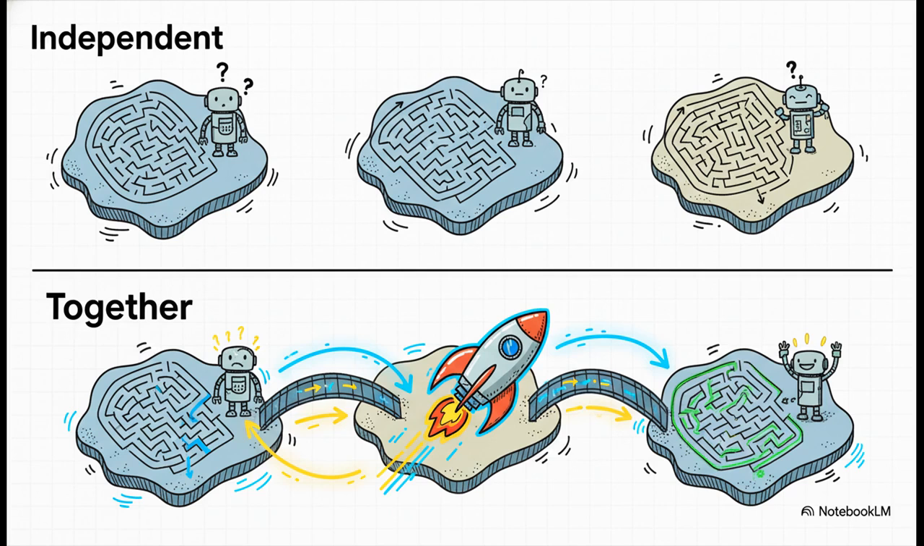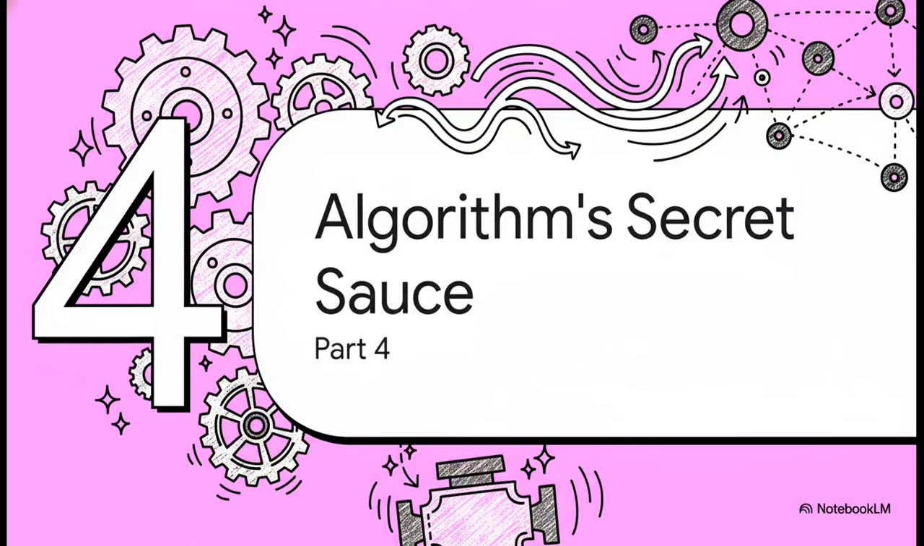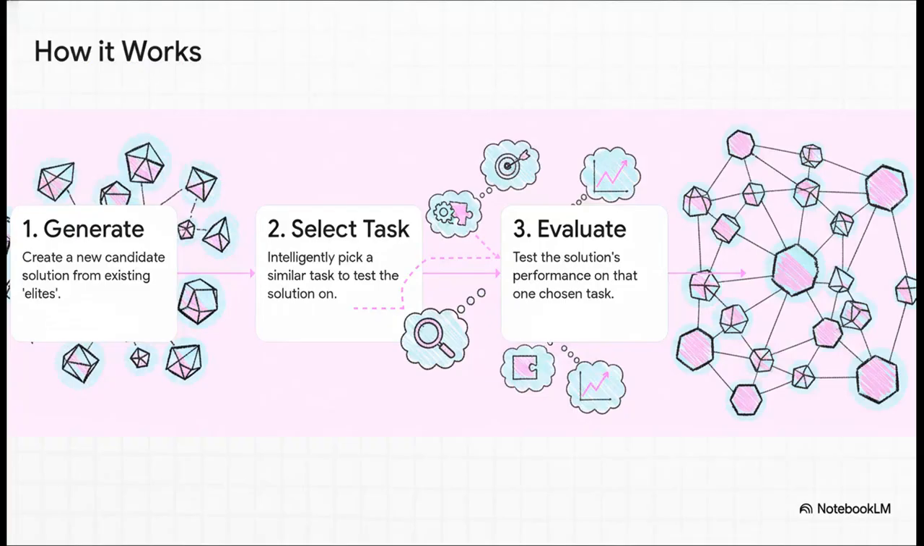This change in thinking just blows the doors open to problems that were way too big to even think about before. Okay, so how does this new algorithm, Multitask MAP-Elites, actually pull this off? Let's pop the hood and take a look. It's a really elegant loop.